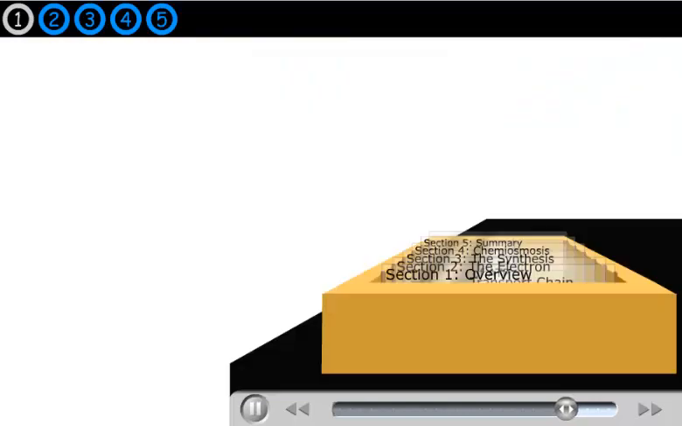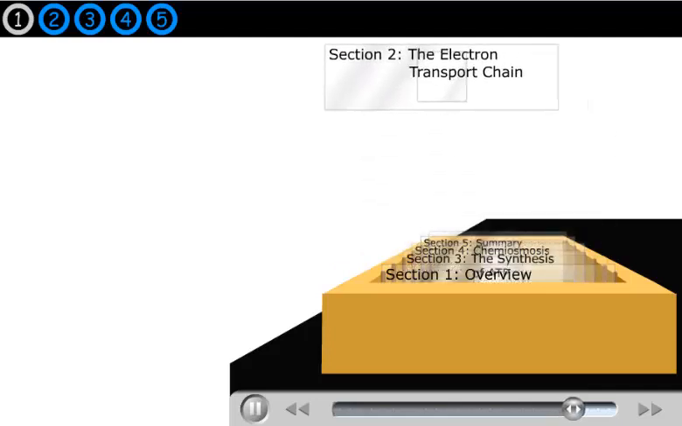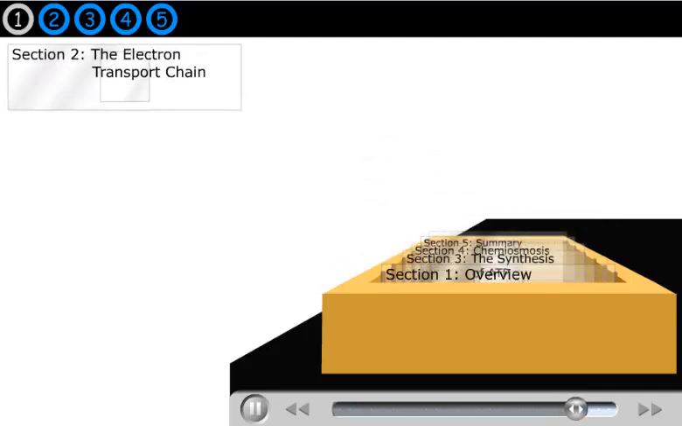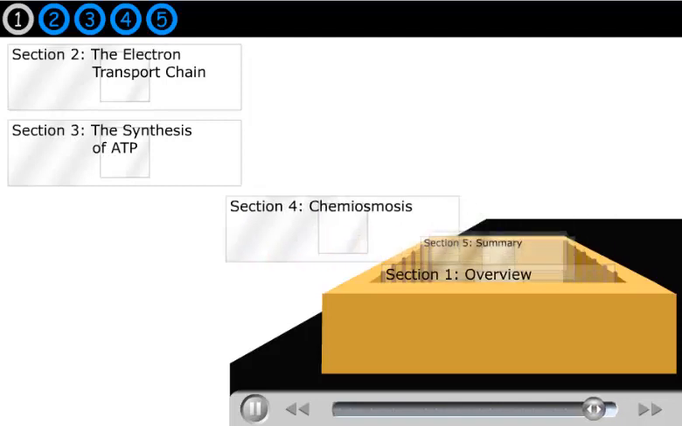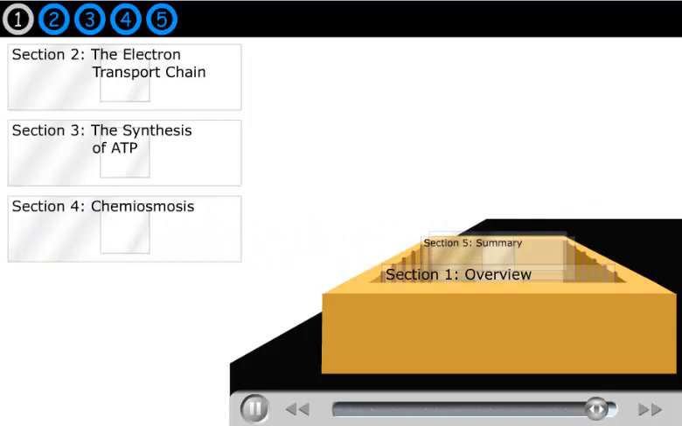In this activity, we will explore the process of oxidative phosphorylation. First, we'll learn about the electron transport chain located in the inner mitochondrial membrane. Then, we'll see how the free energy released by the transport of electrons is used to drive the synthesis of ATP. We'll finish by looking at experimental evidence that supports the model of chemiosmosis.